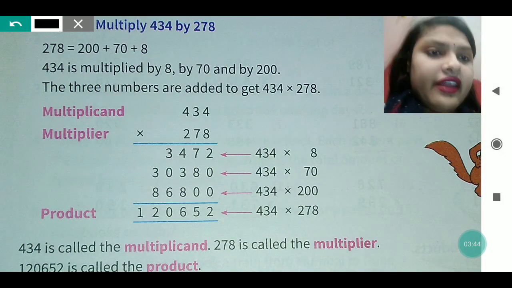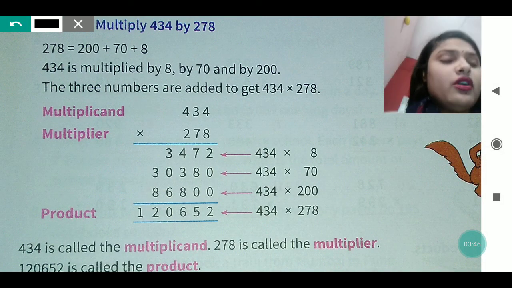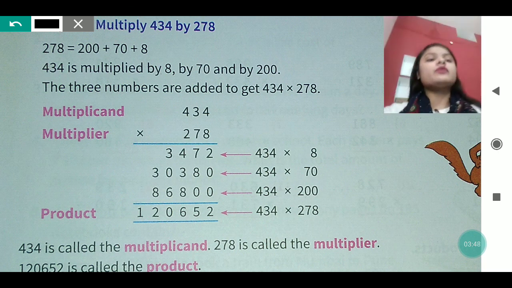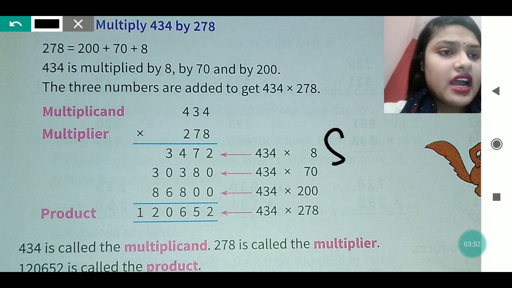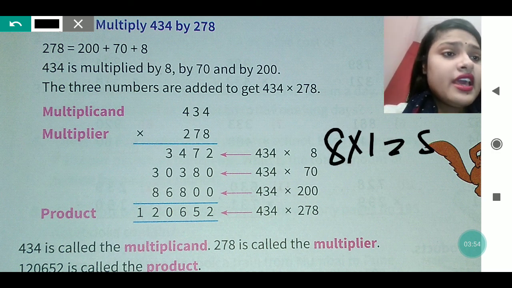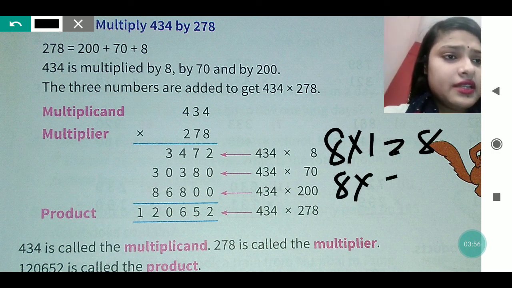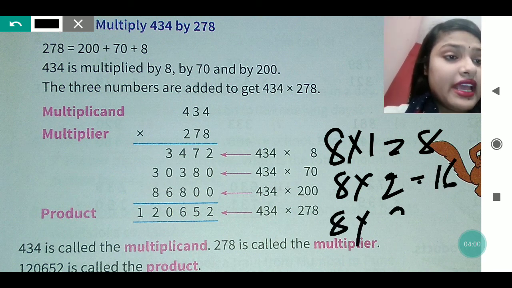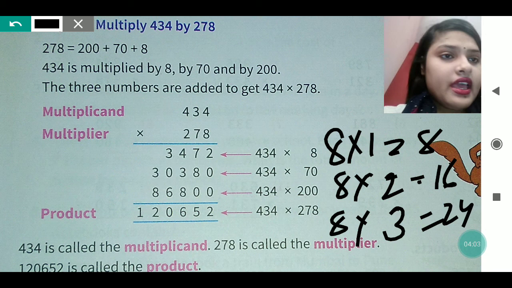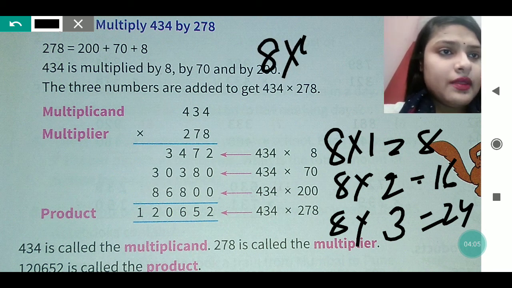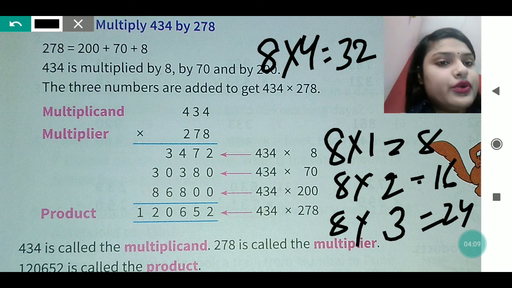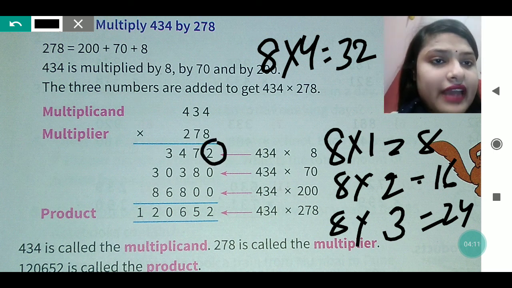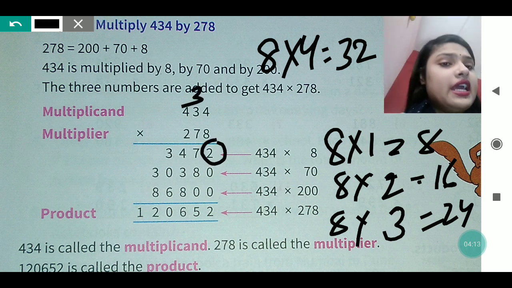Okay, let's see, my dear. It is written 8. The 8 table you have to read 4 times. How many times will you read the table of 8? 4 times. Okay, so let's start. 8 1s are 8. 8 2s are 16. 8 3s are 24. 8 4s are 32. Means 8 into 4 is 32. So 2 you write down, whereas 3 we take as carry.